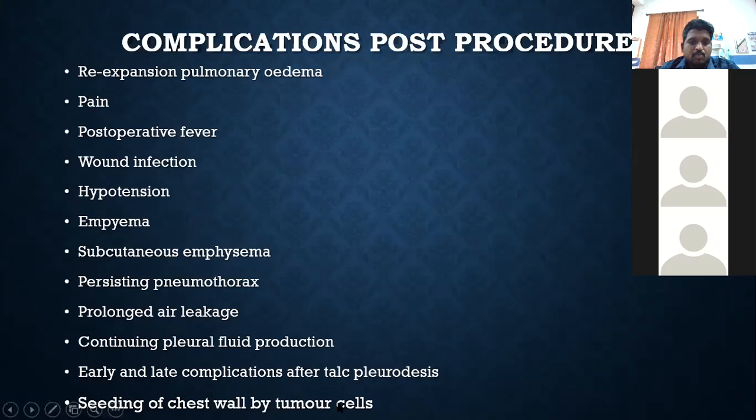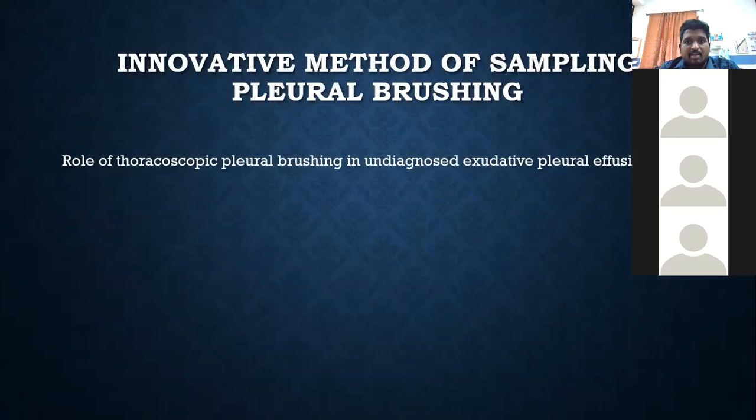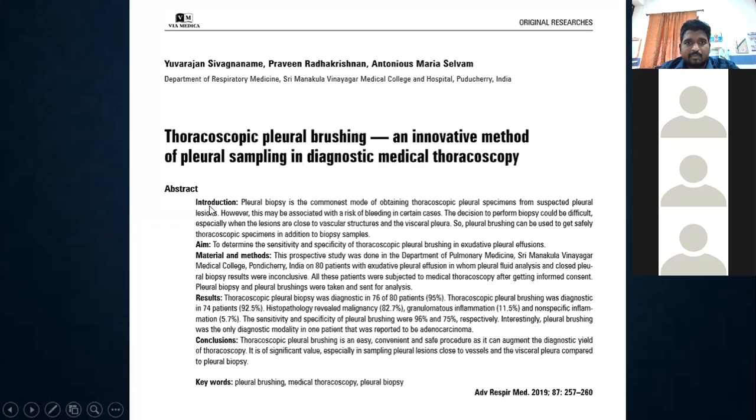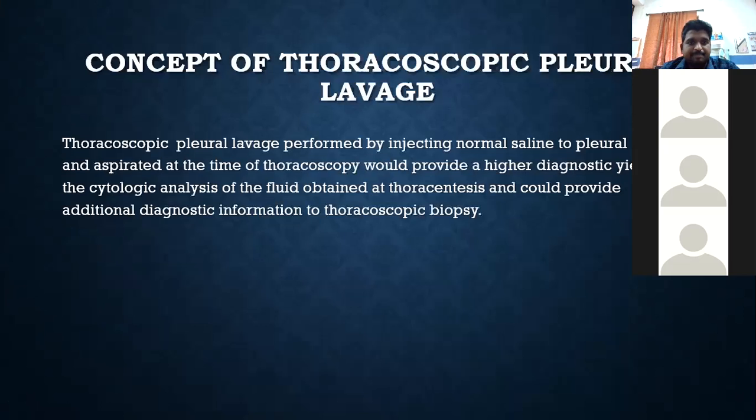And seeding of the chest wall by tumor cells. Sometimes in mesothelioma, you can get seeding along the trocar, and that's why you need to be very careful. And I already told you about thoracoscopic pleural brushing, this was our paper, published in one of the reputed journals from a Poland society.